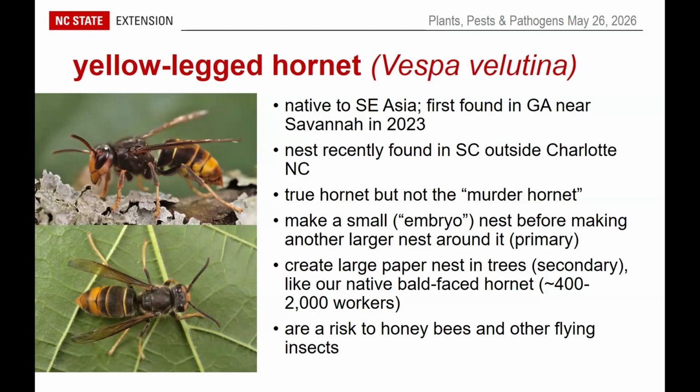These are a bit smaller. They make an embryo nest before making another larger nest around it, and then they create a large paper nest, a secondary nest out on trees like our native bald-faced hornets. At the peak of their activity, they can have 400 to 2,000 workers in that nest. They're not necessarily more of a risk to humans than bald-faced hornets and other large wasps.